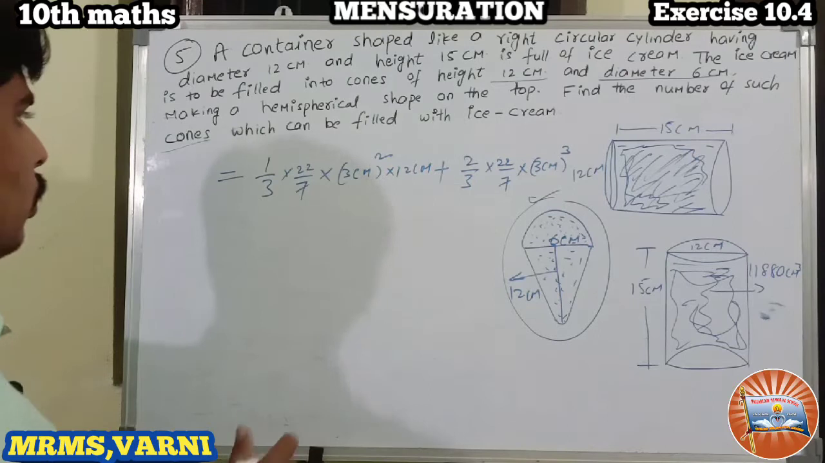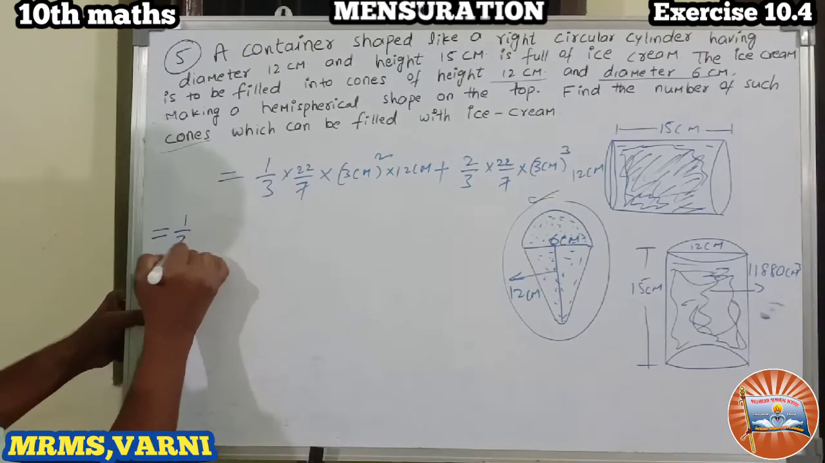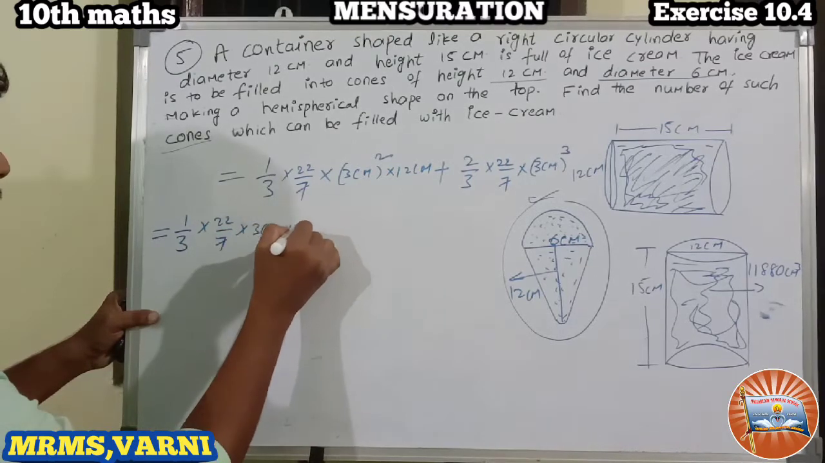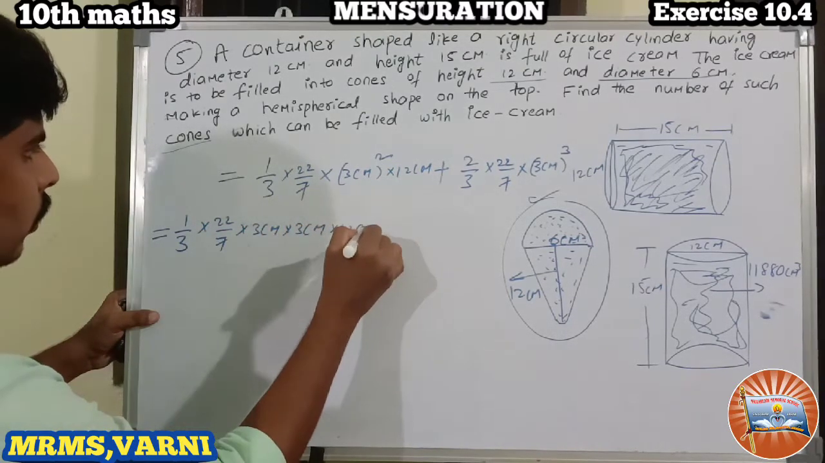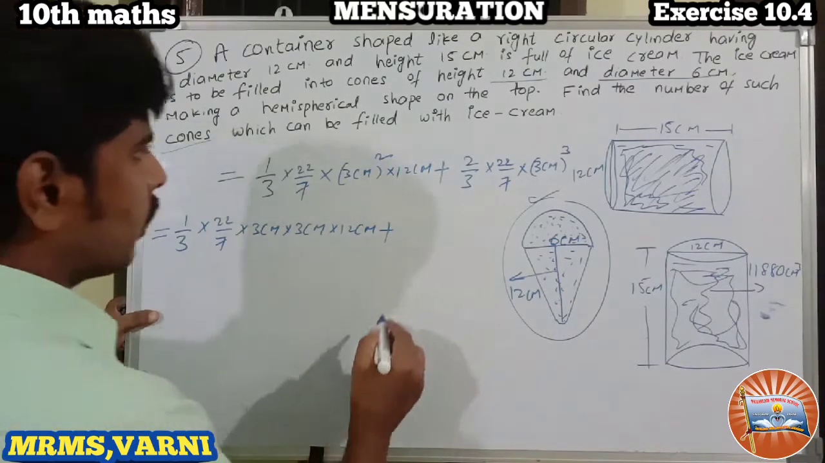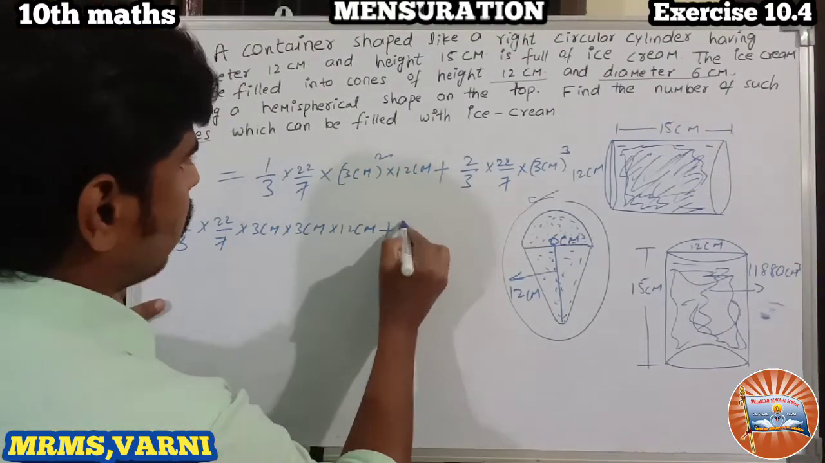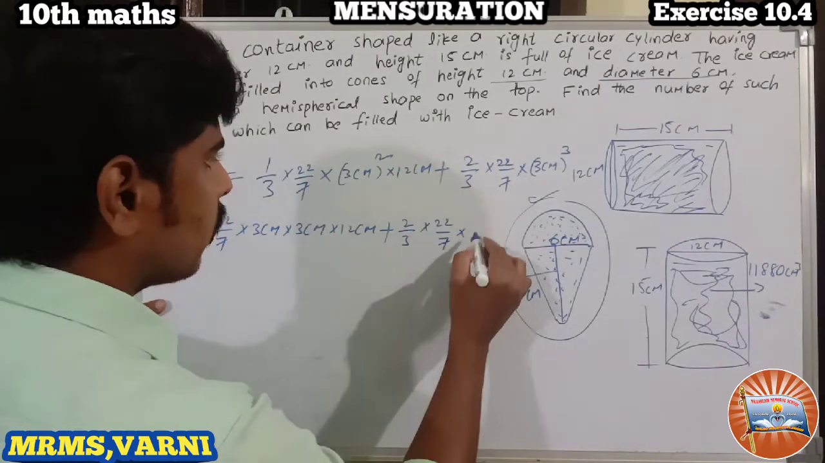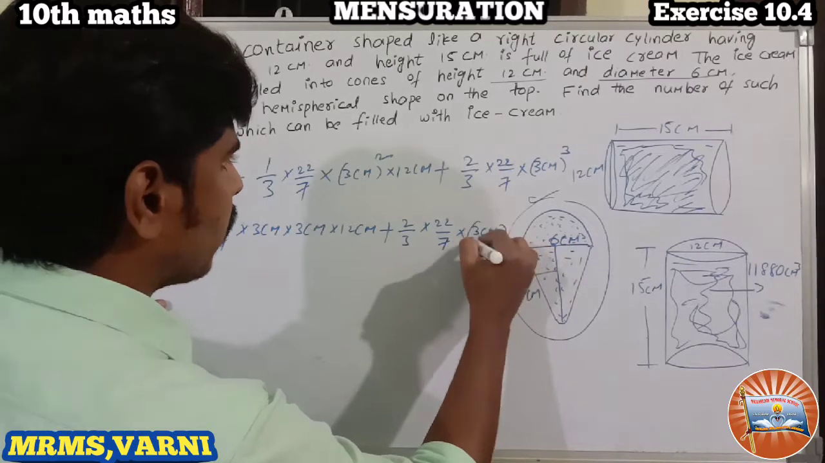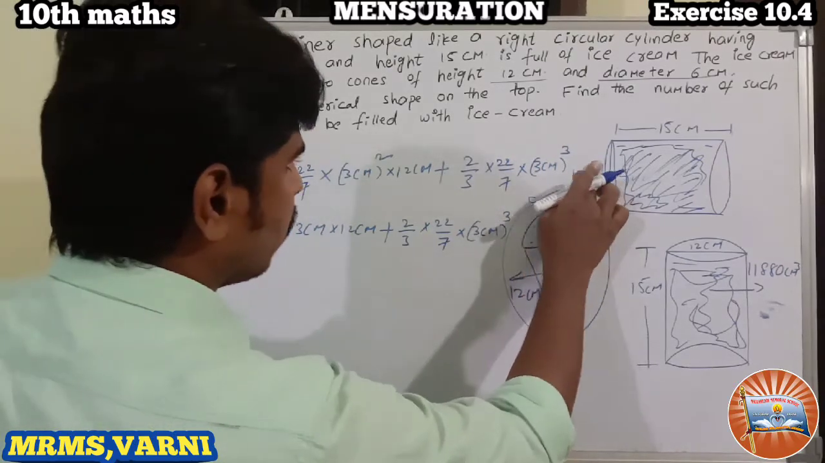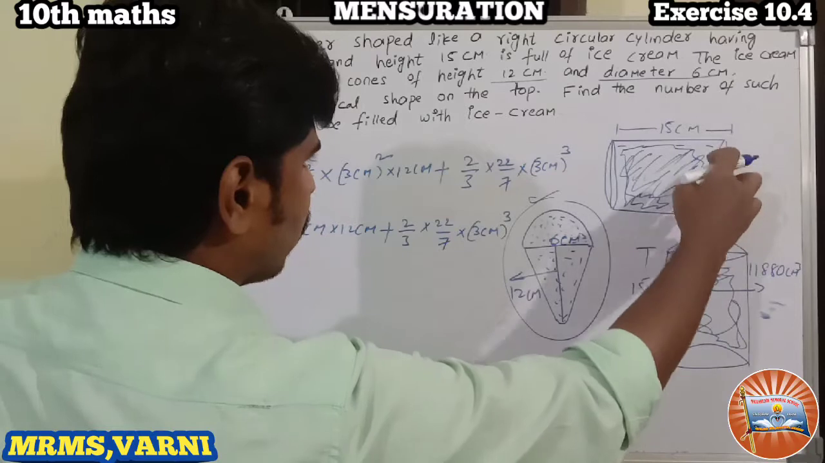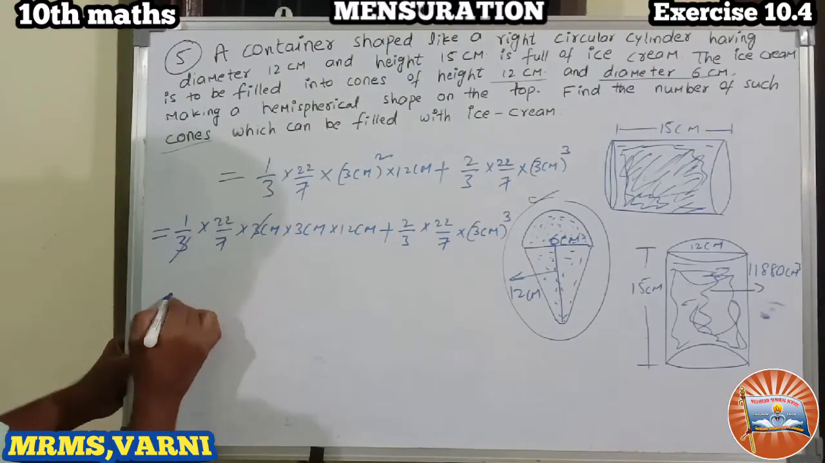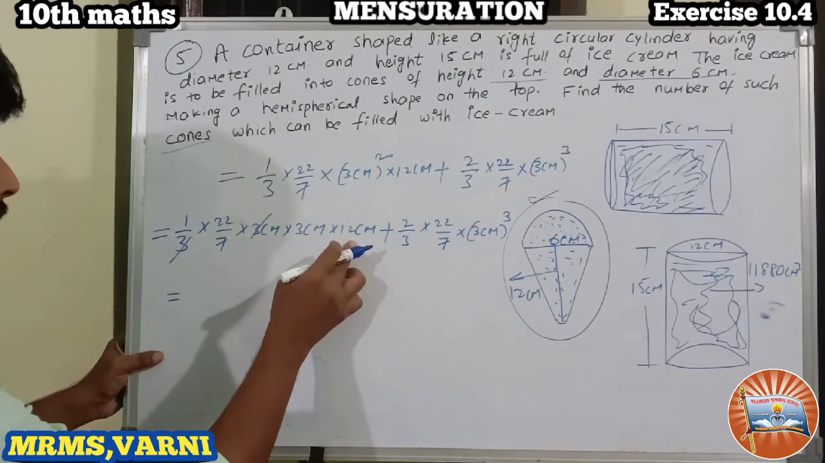So I'm writing here 1 by 3 into 22 by 7 into 3 centimeter into 3 centimeter into 12 centimeter, plus 2 by 3 into 22 by 7 into 3 centimeter whole cube. This 12 is nothing but the height of that cylinder, not the diameter. Right. 3 gets cancelled, and 3 12s are 36.